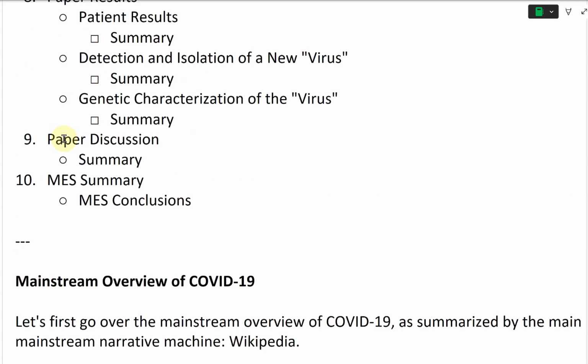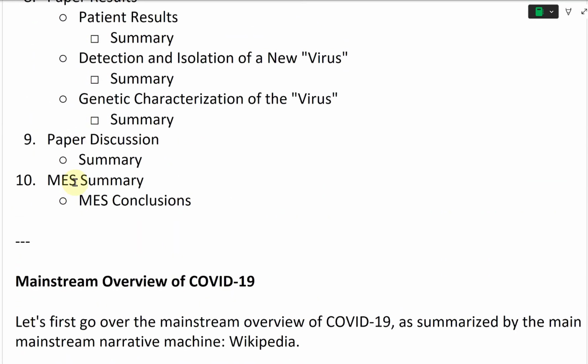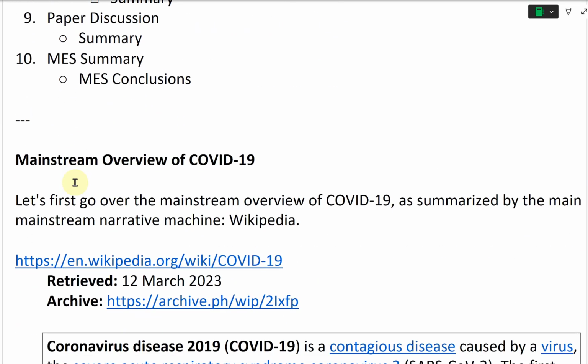And yeah, these ones will be basically summarizing the key parts of the paper in regards to, quote, virus isolation, and then basically go over some conclusions that I have derived from it. Anyways, continuing further. Yeah, so now let's take a look at the mainstream overview of COVID-19.